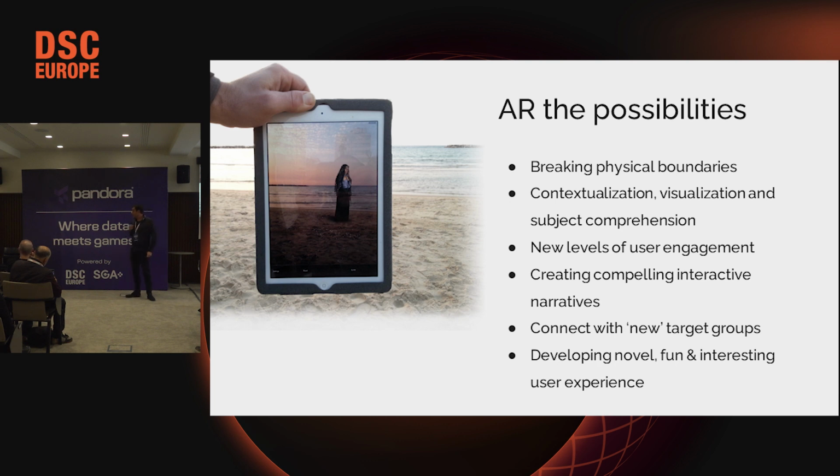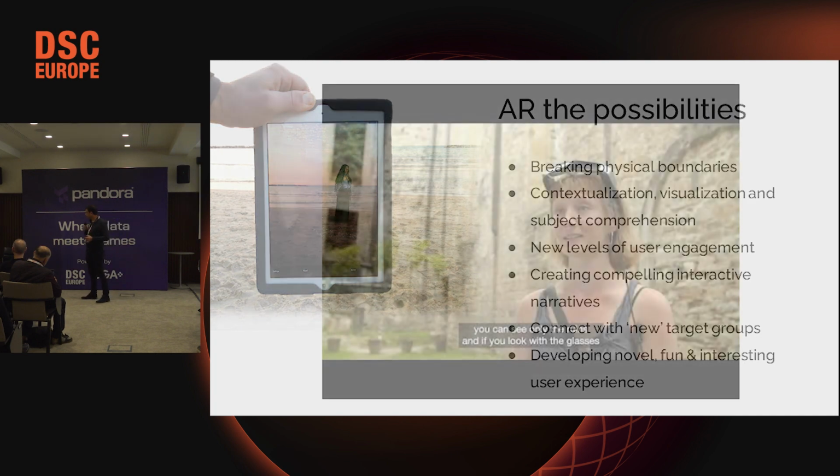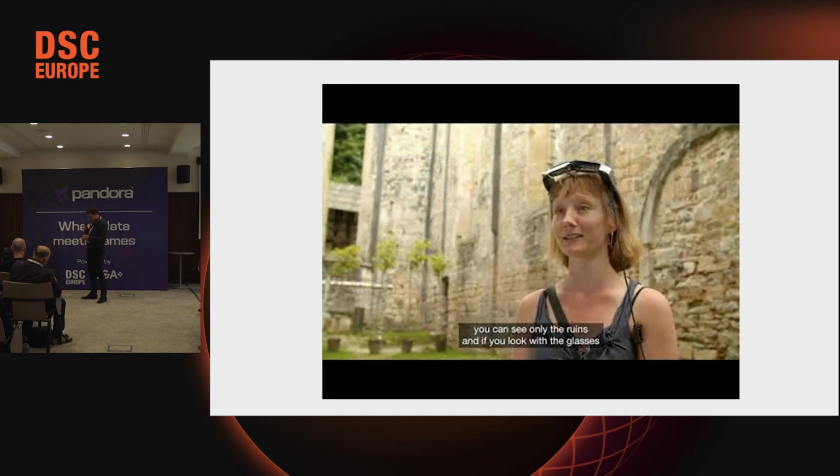A bit about AR and the possibilities that we see, and it is about breaking physical boundaries. So, for example, we can look at the ruins of a castle and extend totally its existence, giving contextualization to objects and to subjects. So if I look at a vase or an old piece, we deal a lot with cultural heritage, so that's our main outlook. And of course, a lot of exciting new user engagement and storytelling through this. I will try to play this video, or you can help me with that.